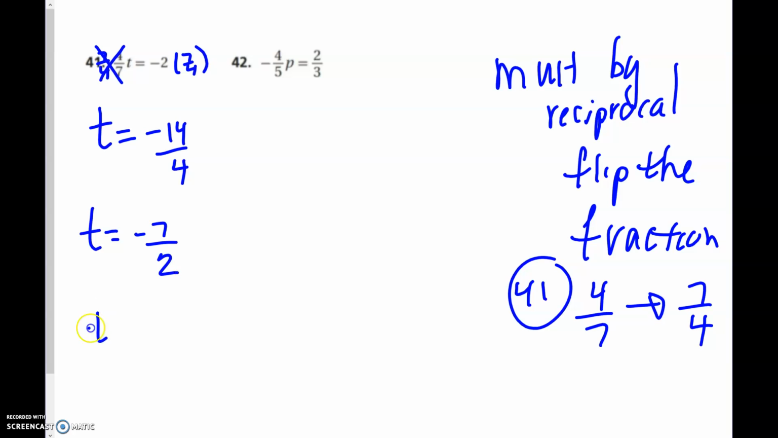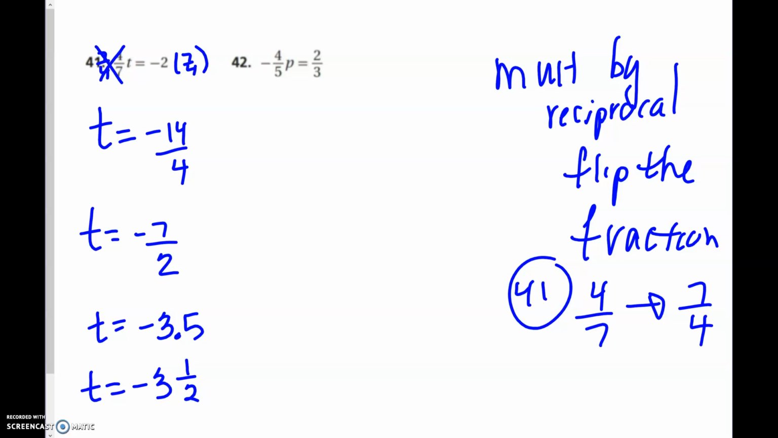Now another thing you could write would be -3.5. Or another thing you could write is -3 and 1/2. Whoops, sorry about that. -3 and 1/2. All right, number 42 is our last one.